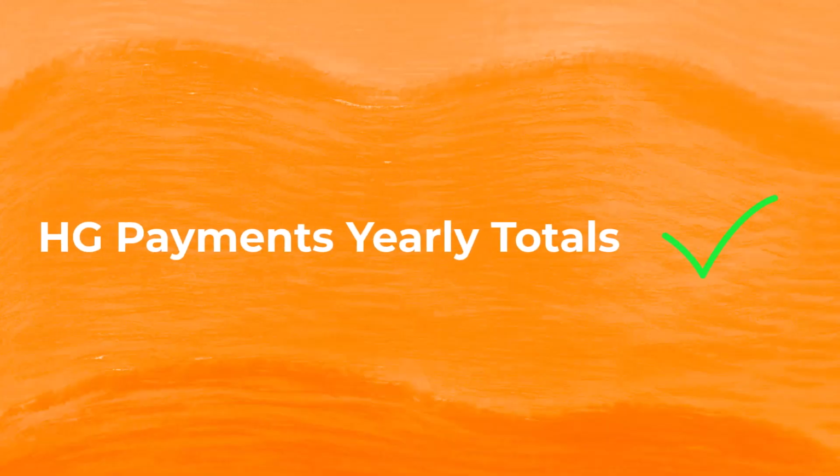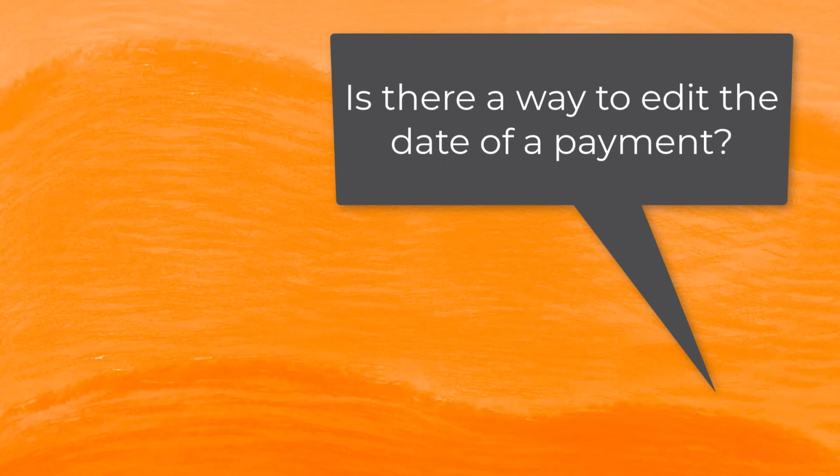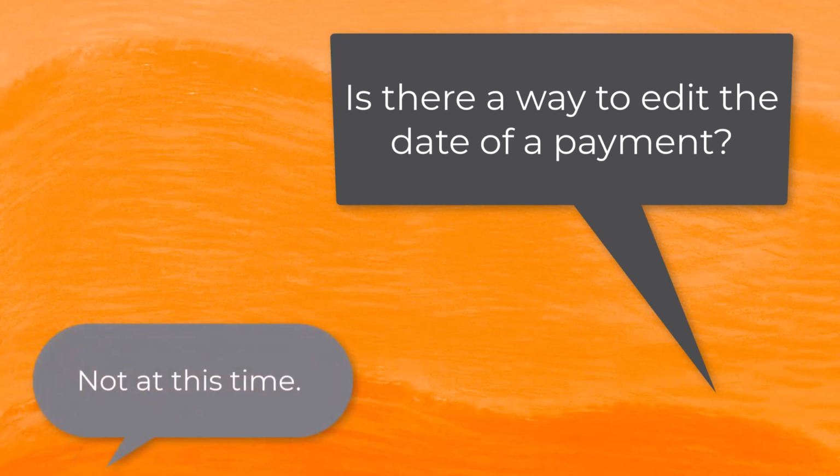So let's see here, if anybody has any questions so far on what we covered. Okay, so we've got Ken. Is there a way to edit the date of a payment? I have one that did not get recorded at the time of payment, but if I do it now, it goes by today's date. So there isn't a way to edit the payment date.